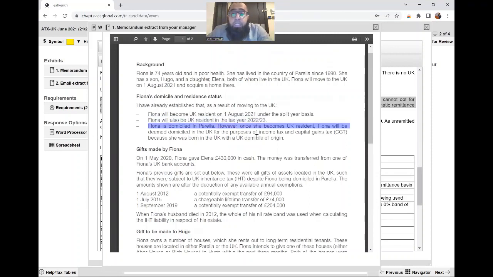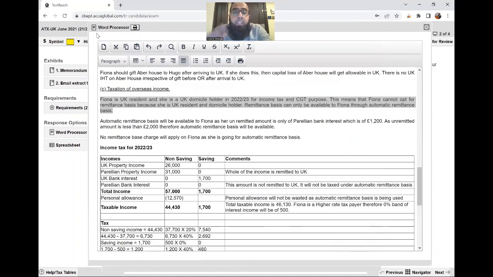Okay, Fiona will be deemed domiciled in the UK for the purpose of income tax and CGT. So for income tax and CGT, she's a domicile holder and she's resident. Now, when both of these situations are satisfied, opting for the remittance basis is not available.